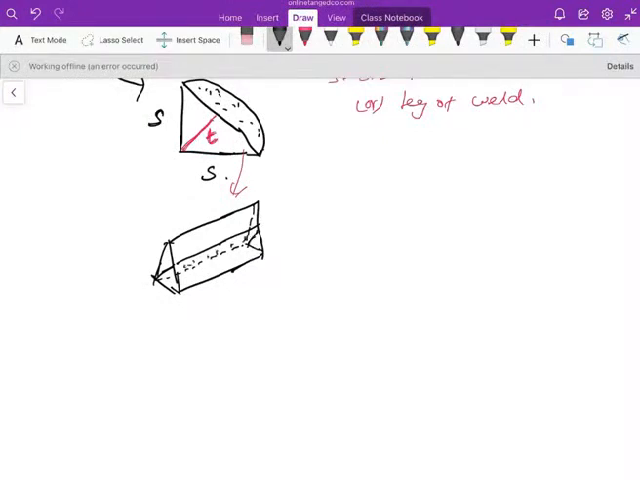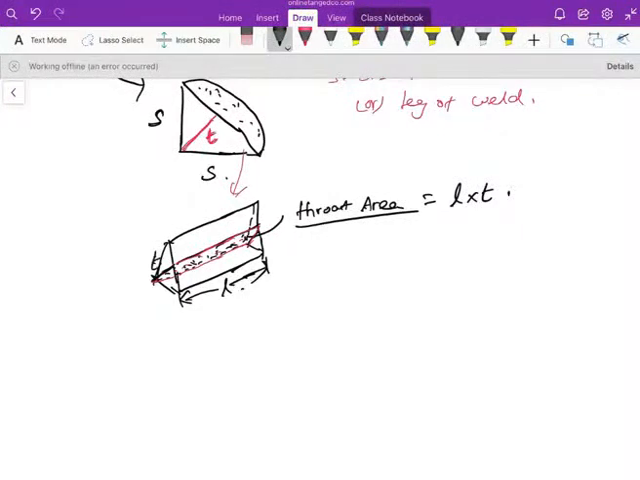This is the inside area, right? This area, what I mentioned, is nothing but the throat area. For design calculation, our focus will be only this throat area. So I am drawing a throat area again for your clarity. It will look something like this. This is the throat area, our major focus. This throat area is nothing but length into the throat thickness. Length means the length of the weld, into the throat thickness.